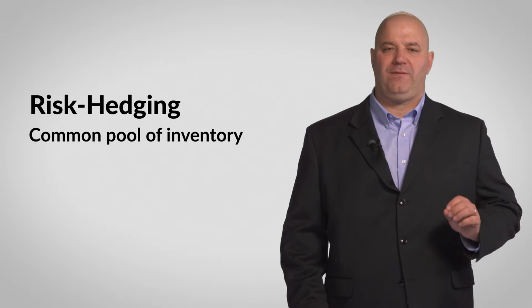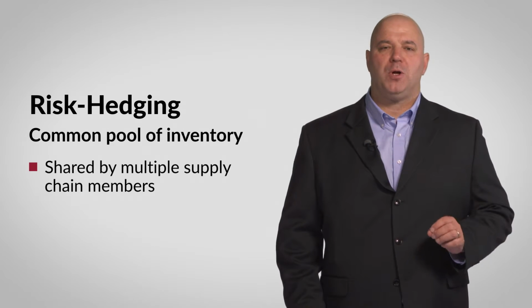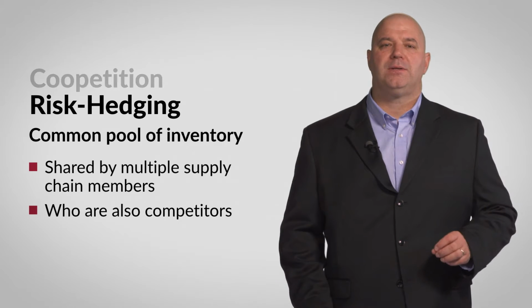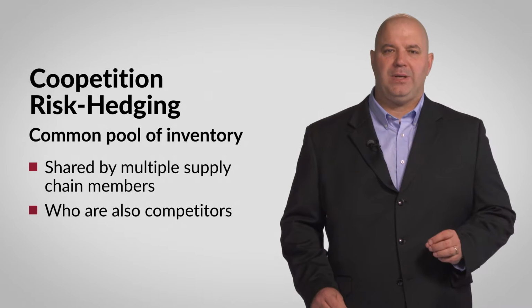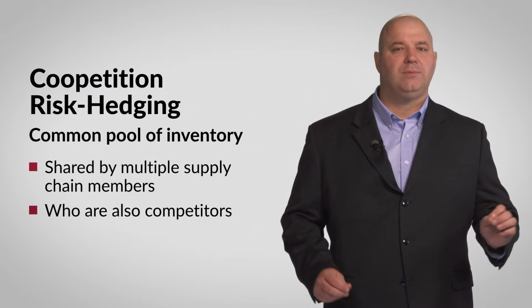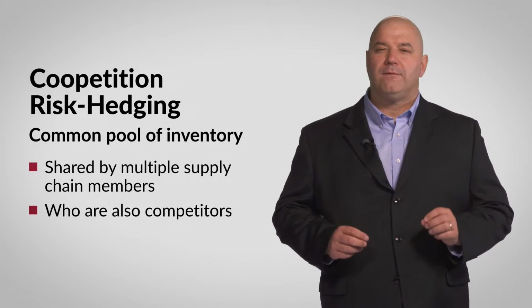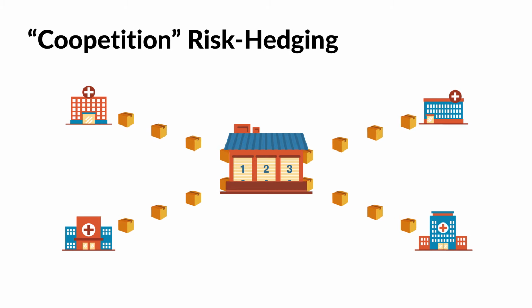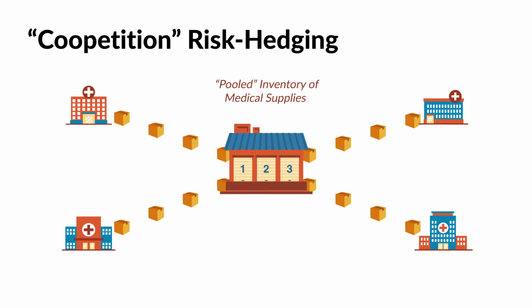Another form of risk hedging supply chain strategy deals with a common pool of inventory that is shared by multiple supply chain members who are also competitors. I like to call this coopetition risk hedging because it requires cooperation between competitors. For example, in some large cities, competing hospitals all use a shared distribution facility and a common pool of inventory to minimize the risk of supply disruptions.